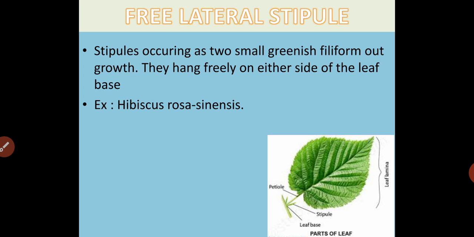Free lateral stipule is the condition in which stipules occur as small greenish filiform outgrowths and hang freely on either side of the leaf base. Example, Hibiscus rosa sinensis.